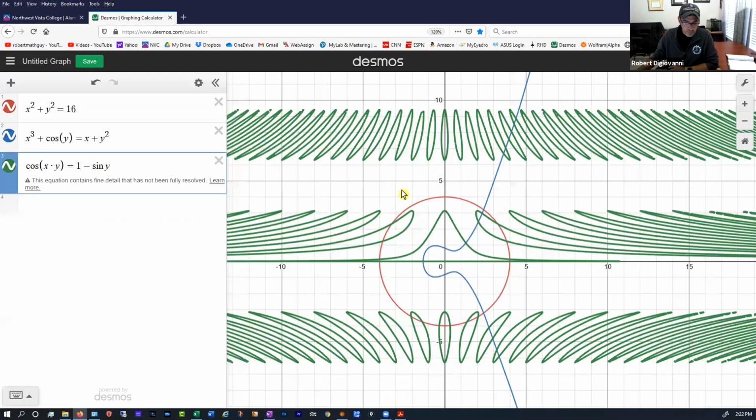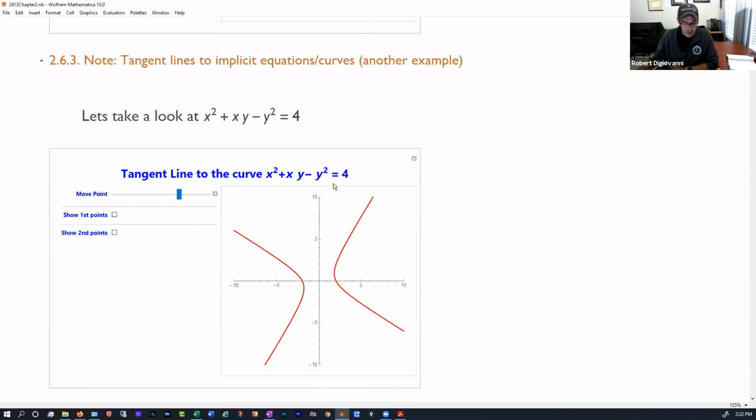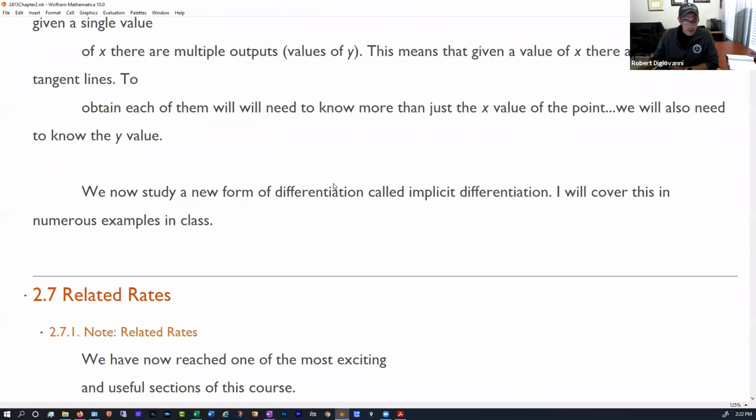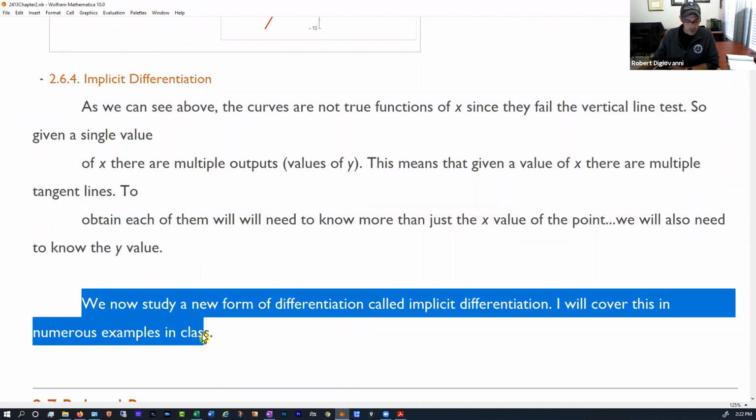All right, so how are we going to do this? Well, we have to introduce this new concept called implicit differentiation. We now study a new form of differentiation, and the only way to explain it to you is to do examples. So that's how we're going to do this. There's not a formula. There's just an idea. All right, so here it is.